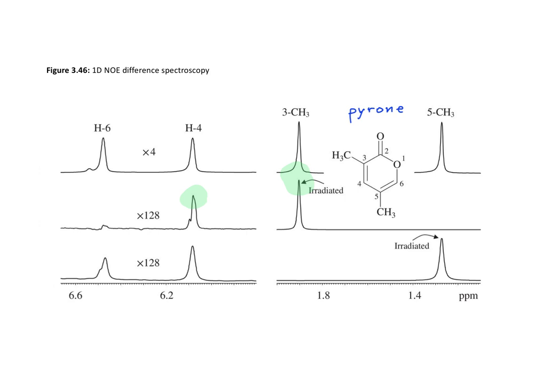The complementary experiment then involves irradiation of the other methyl group at about 1.3 parts per million, and this leads to NOE enhancement of both of the alkene protons. From the combination of these two experiments, we can assign the methyl group at 1.3 parts per million to the methyl group on the carbon between two hydrogens, and the other methyl group is then bonded on a carbon adjacent to only one alkene hydrogen.